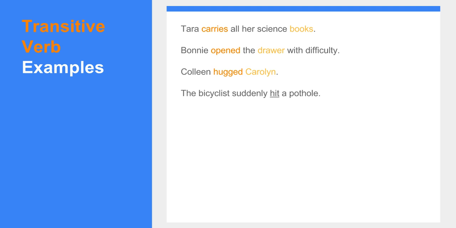The bicyclist suddenly hit a pothole and Carolyn pet the cat. We've got verbs identified here, but I want you to try these two examples in your notes on your own and tell me whether or not they're transitive. Also make sure you write down what their object is so that you can tell me what noun is acting as that object and what makes that verb transitive or not.